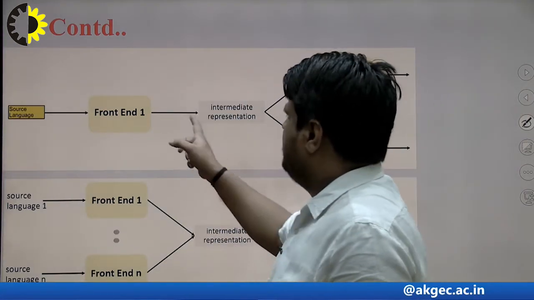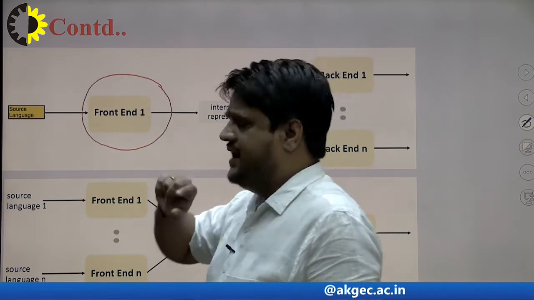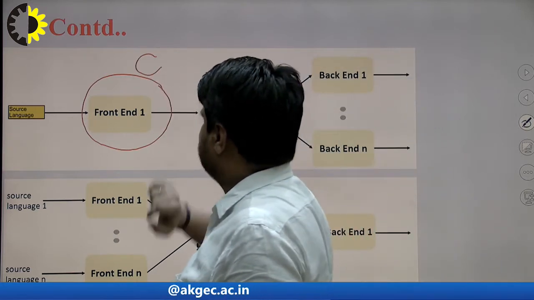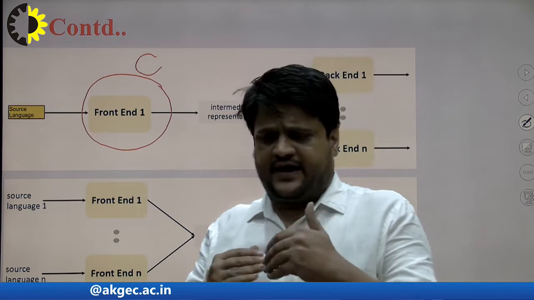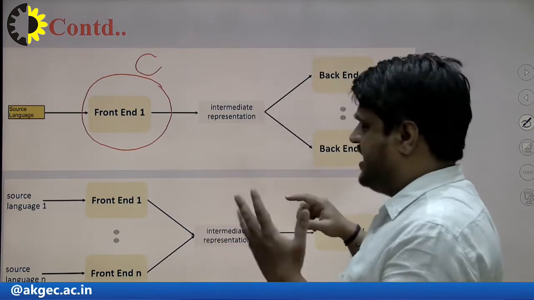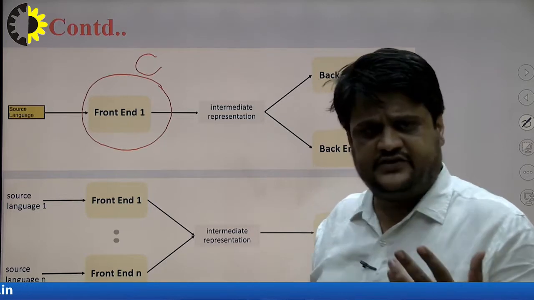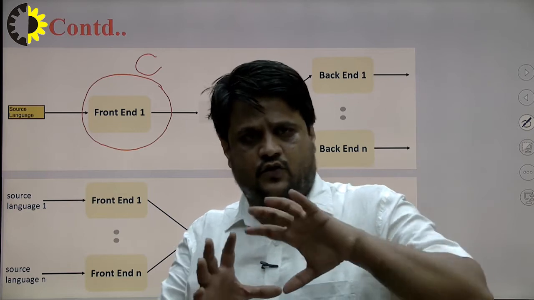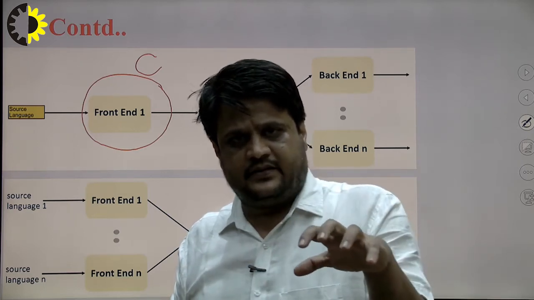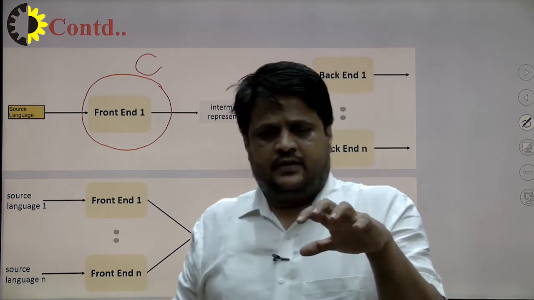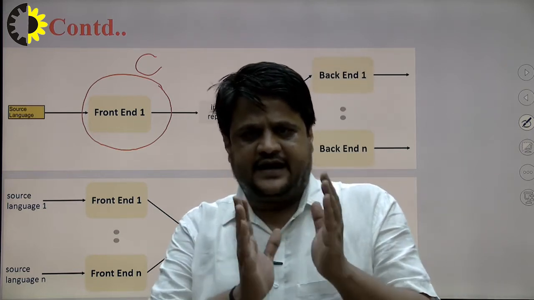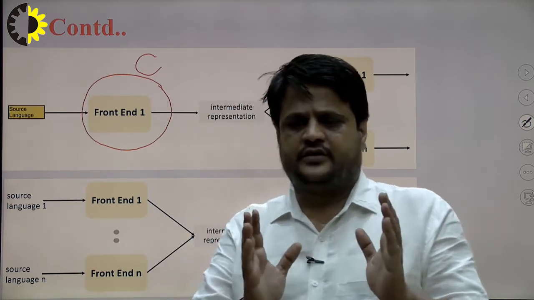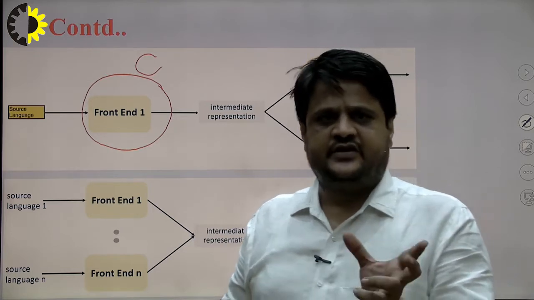Suppose you want to develop a compiler for a particular programming language, like I said, C, that will run on different machines, right? Suppose the machines are M1, M2, M3, M4 and so on, Mn, right? So how can we write it? We can write the front end code for C. Basically, we only write the code from the source code to the intermediate code representation part, right?